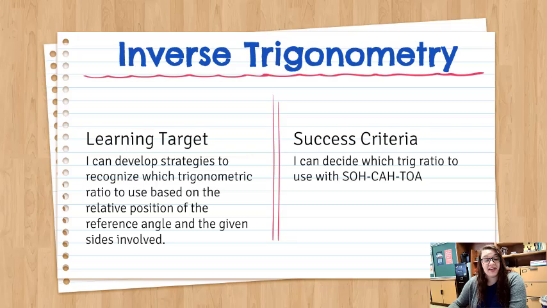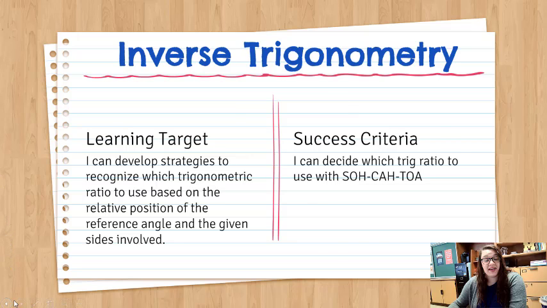So our learning target for today is you'll be able to develop strategies to recognize which trigonometric ratios to use based on the relative position and reference angle given the sides. Your success criteria is you can decide which trig ratio to use with SOH-CAH-TOA, as well as determining when you're solving for a side versus an angle.